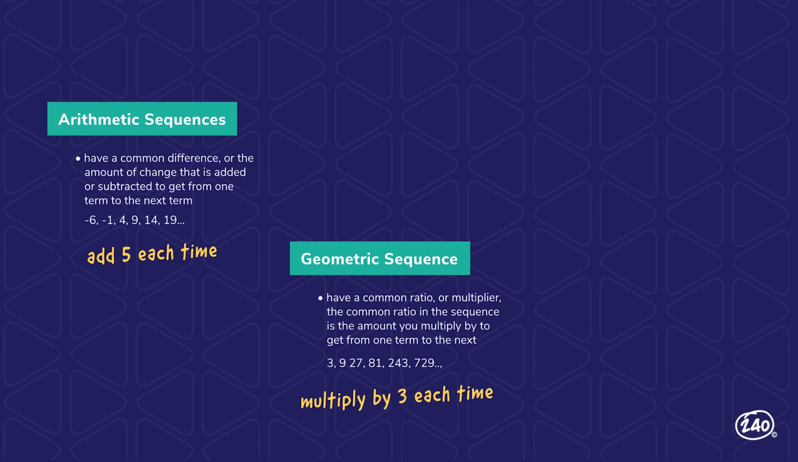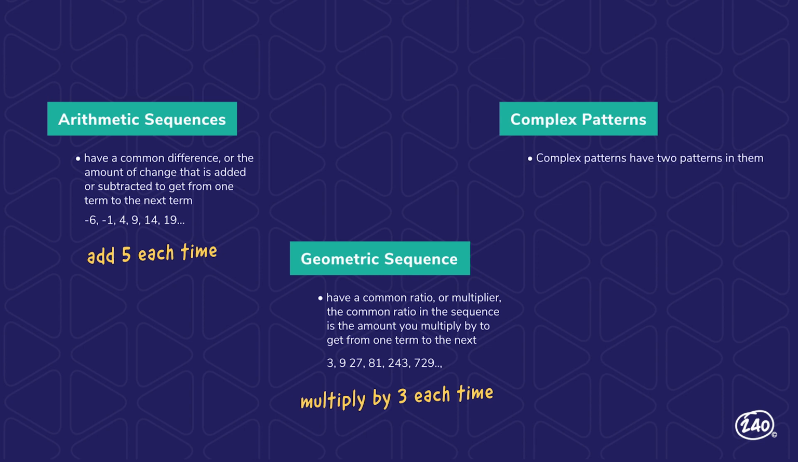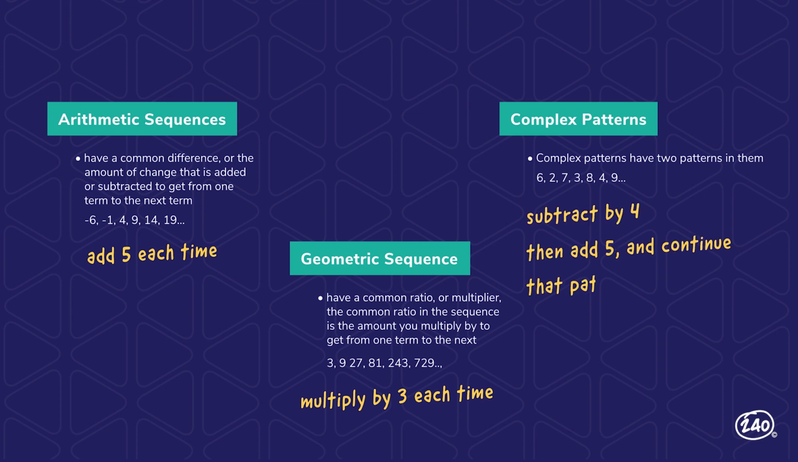And then you've got the trickiest one, and I think they were trying to be funny because they even named them complex patterns. In a complex pattern, you're going to have to identify 2 separate patterns. So, looking at the number sequence 6, 2, 7, 3, 8, and so on, to go from 6 to 2, you have to subtract 4. Then when we go up to 7, you need to add 5, and you go back and forth between these 2 actions. Subtract 4, add 5, subtract 4, and so on.